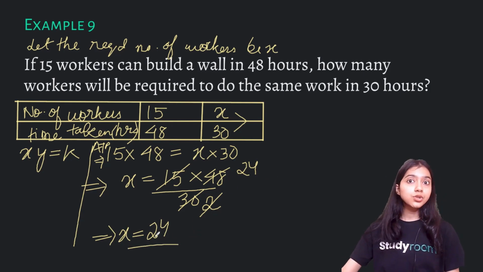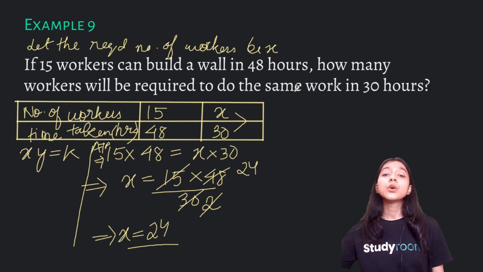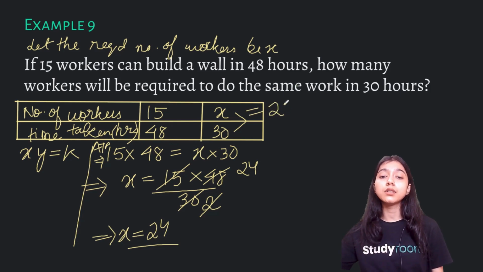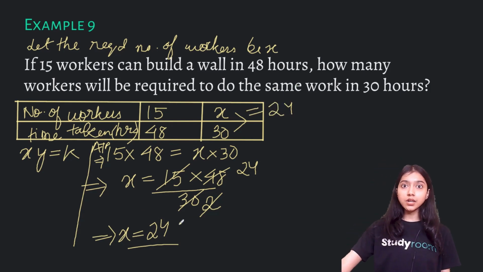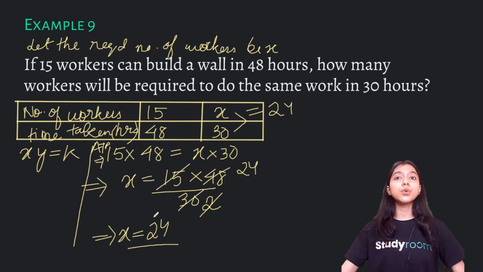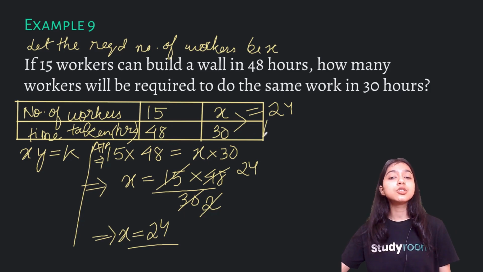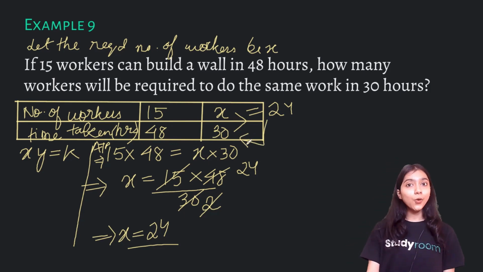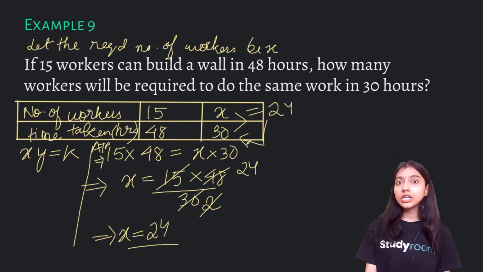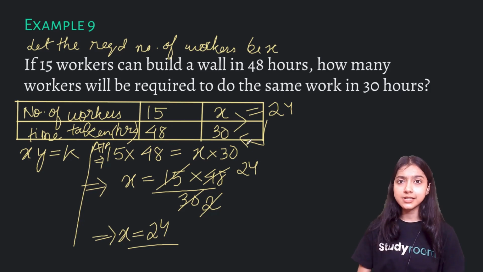Now that we have 24, this is our final answer. That means we need 24 workers. Earlier we had 15 workers. Now we need 24 workers if we need to complete the work of building a wall in just 30 hours. So I hope the problem is understood and you will be able to solve similar problems of this type.